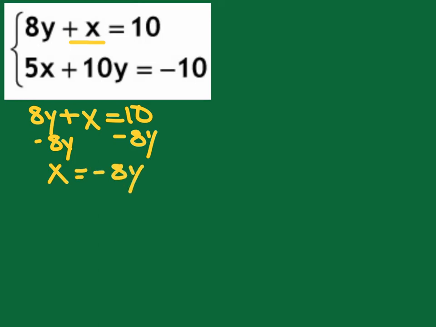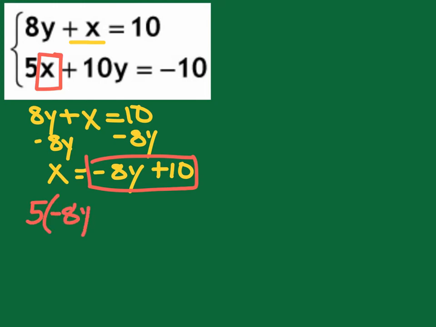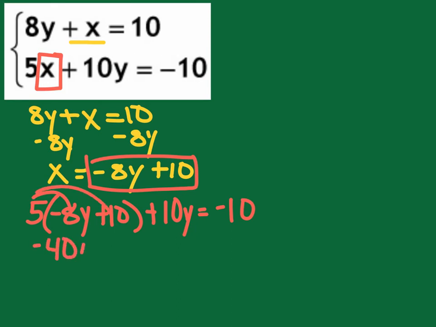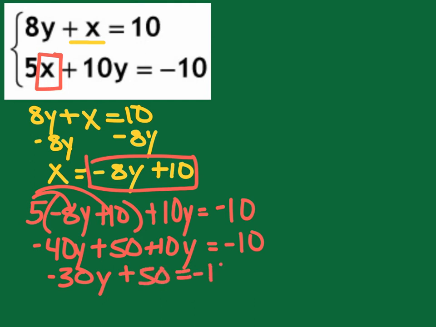So we get x equals negative 8y plus 10. We are then going to take that negative 8y plus 10, and we're going to plug it in for x into our other equation. So we have 5, we're going to substitute, plus 10y equals negative 10. And now we're going to go ahead and solve. So 5 gets distributed, so we get negative 40y plus 50 plus 10y equals negative 10. Combine like terms, and we get negative 30y plus 50 equals negative 10.